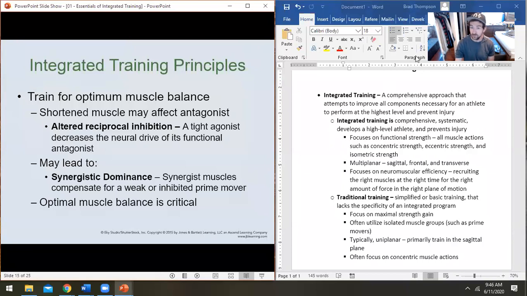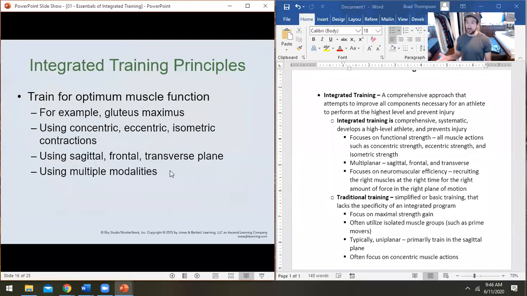That can often lead to synergistic dominance. If my glutes can't do hip extension, maybe my hamstrings or my low back will try. And so then I start arching. So that's synergistic dominance: your synergist muscles start taking over. Batman can't get the job done, so Robin's going to step in and do it for him. Integrated training principles are going to work against that paradigm.